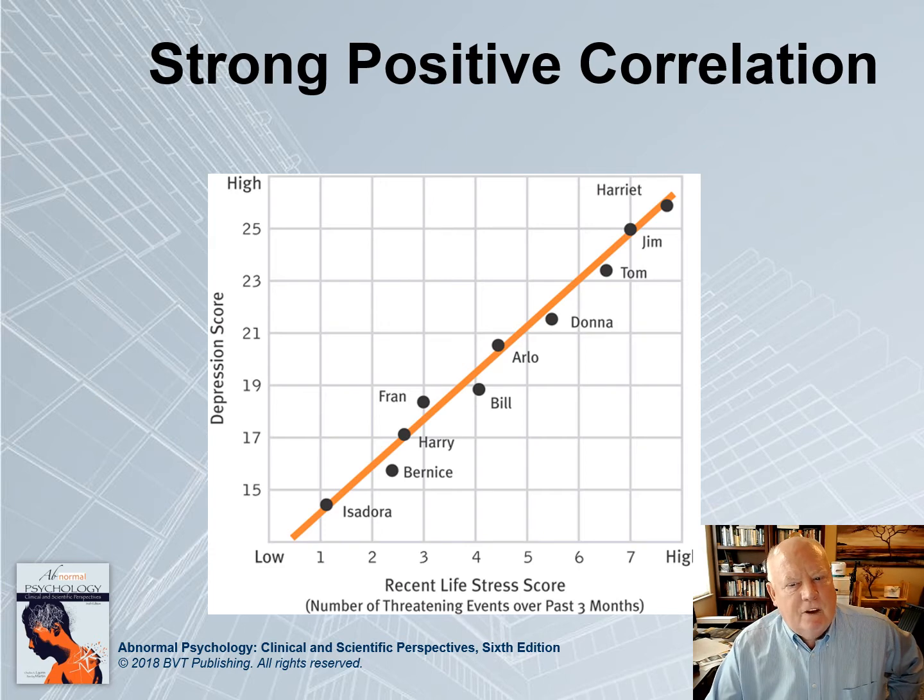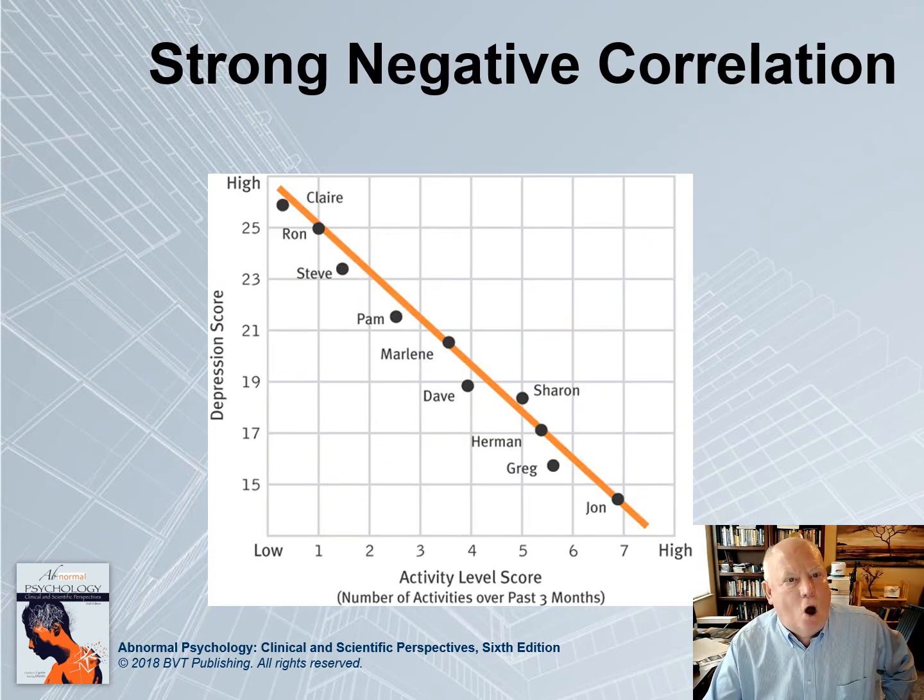In this case, we have a very strong, much stronger than we typically see in psychology, positive correlation. As recent life stress increases, the level of depression increases. Here we see a very strong negative correlation. Instead of life stress, we're looking at activity level, but we're having depression on the y-axis again. So as the level of depression increases, the level of activity decreases.